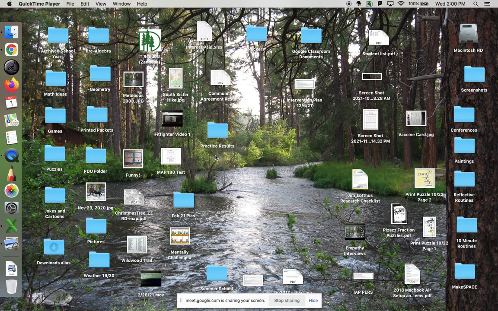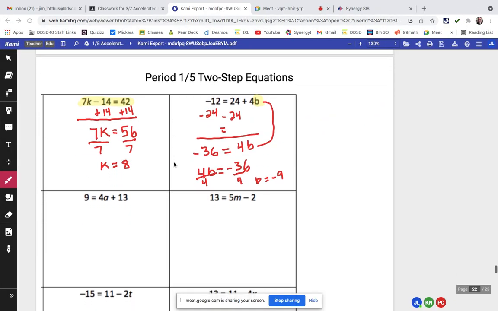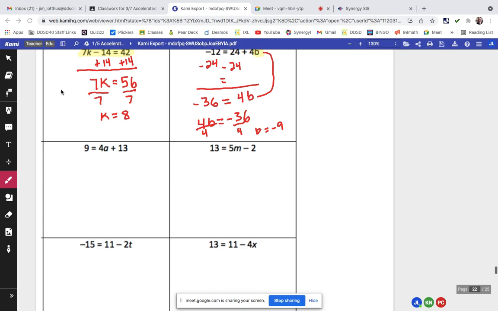This is a recap for Wednesday, December 1st. What we talked about today was two-step equations. So we really emphasized the story aspect.